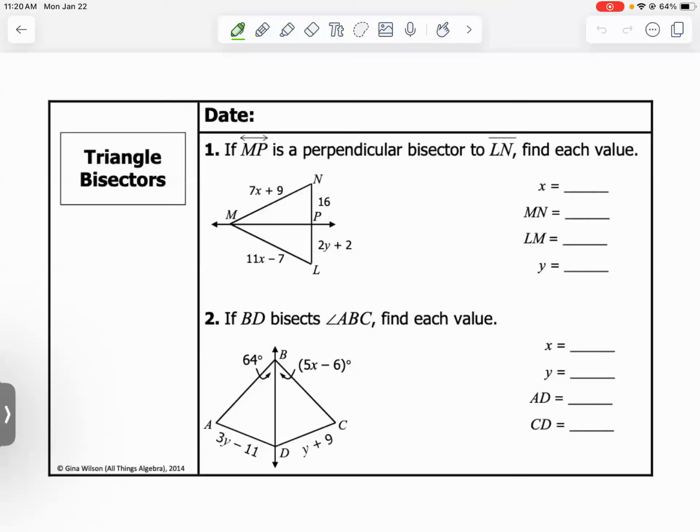You're very limited collaboration going on here. For the first one, just MN equals 37.